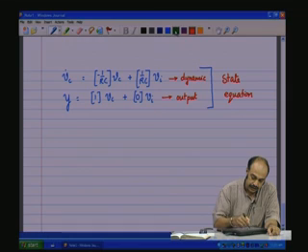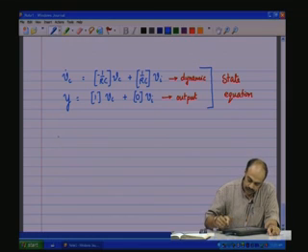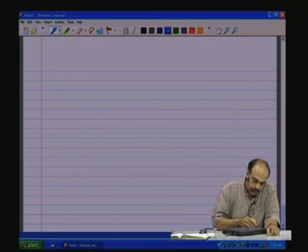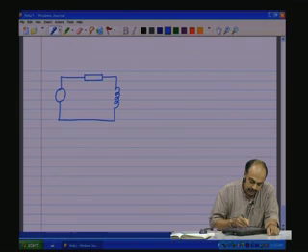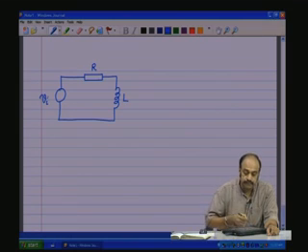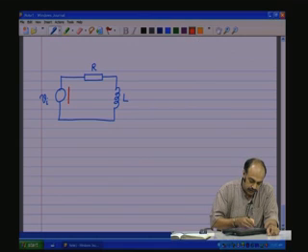Now, take another example, with a slight modification. Let me put an inductor instead of a capacitance. So, we have a resistance and an inductor. This is an RL circuit. The previous circuit was an RC circuit. We have the source Vi having a direction like this, and we have a passive component and another passive component.